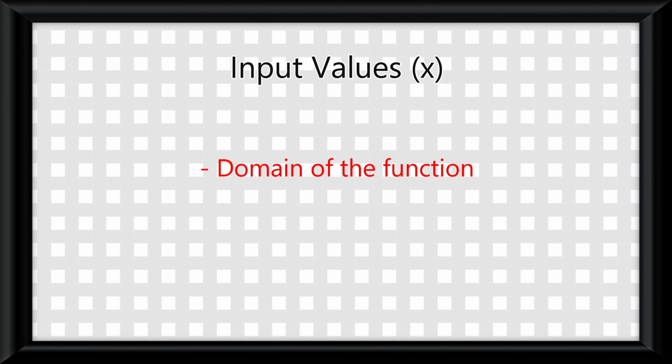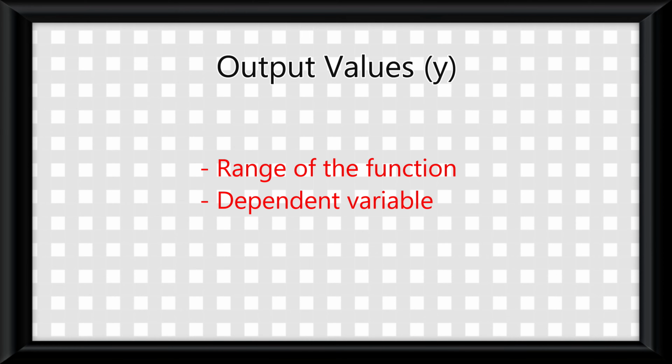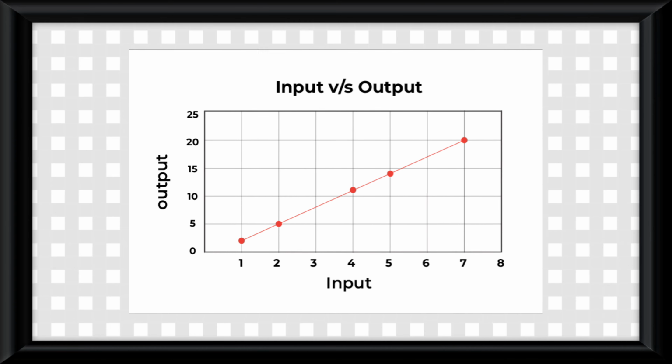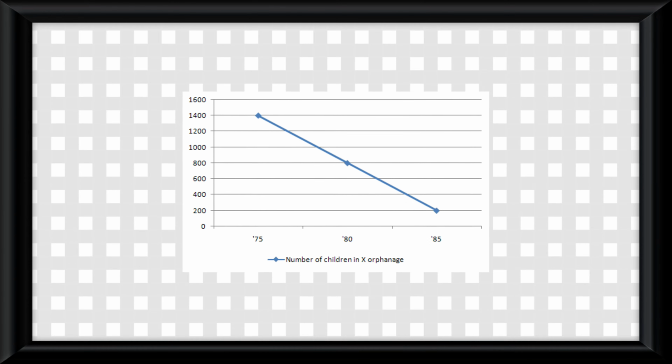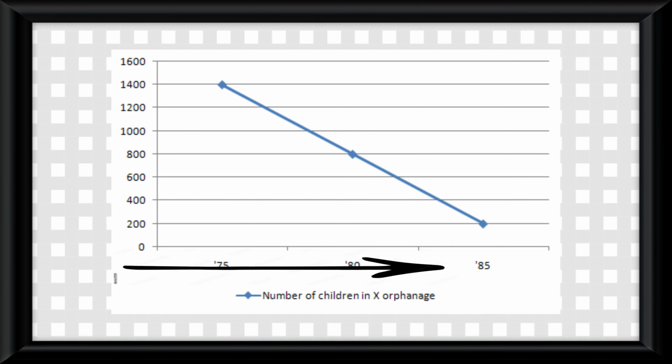Input values are the domain of a function and the independent variable. Output values are the range and the dependent variable. A function is increasing if, as the input values increase, the output values always increase. A function is decreasing if, as the input values increase, the output values always decrease.